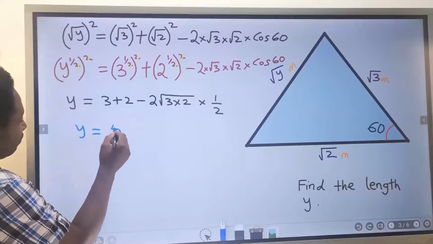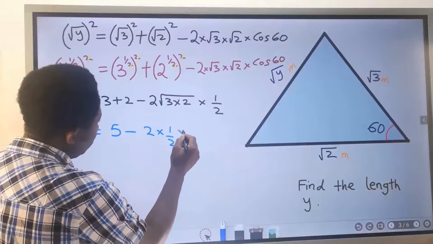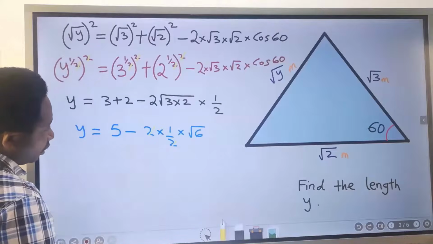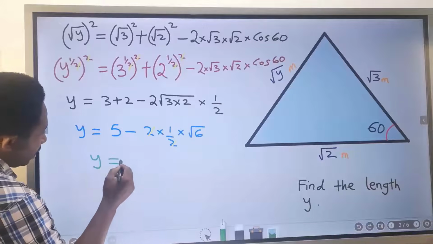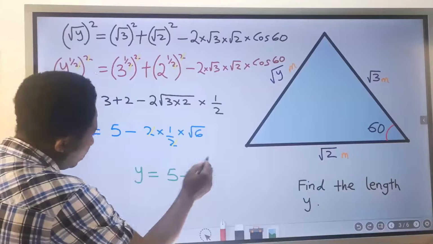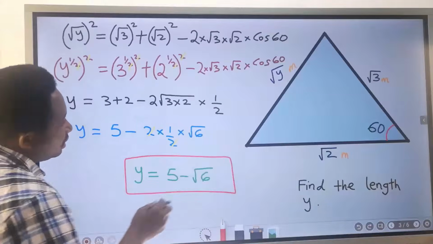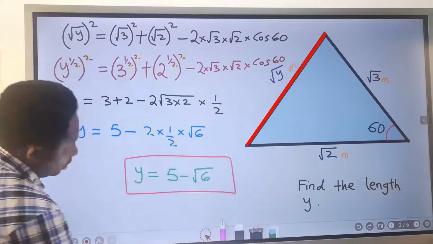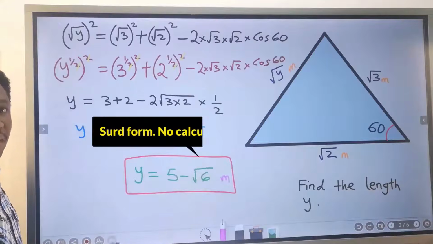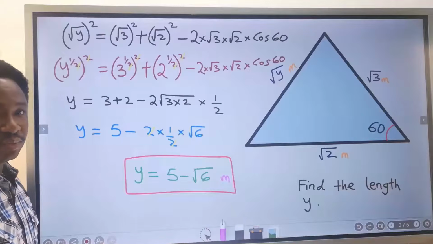Y is 5 minus 2 times 1 over 2 times the square root of 6. Here, 2 we take away 2, and y is 5 minus the square root of 6. And this becomes the value of our y, which is the length of this side in meters, which is the given unit. We have left our answer in surd form without the use of a calculator.